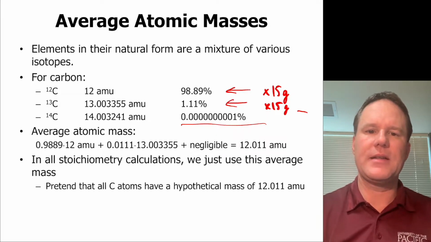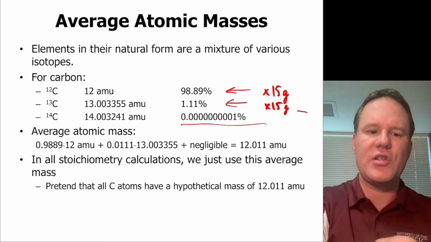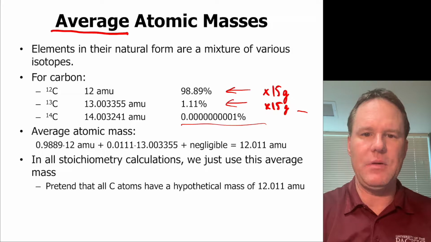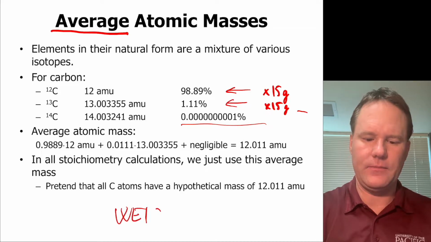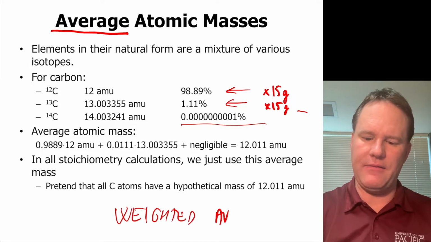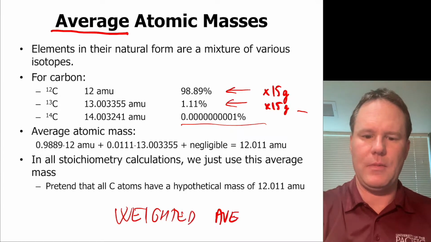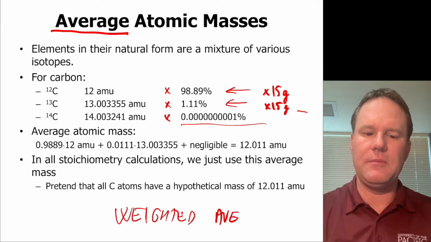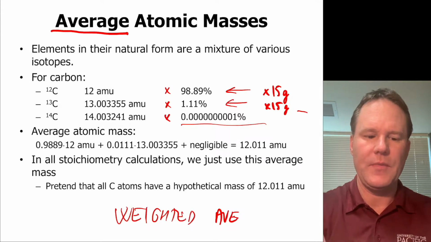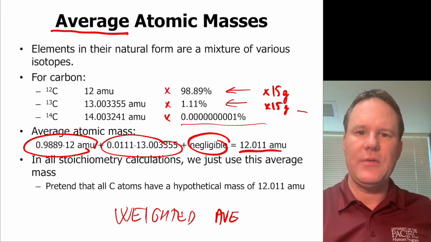Instead, what we'll do is just use a hypothetical atomic mass for carbon, which is the average of all the isotopes, but it's a weighted average. So we take this weighted average of the isotope masses, and the weight is going to be the proportion by percentage, right? So 12 times 98.9, plus 13.0033 times 1.1, plus 14.00 times essentially 0. If you add these three up, then you get 12.011, which is the weighted average.